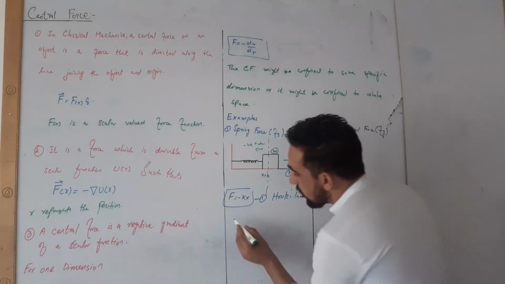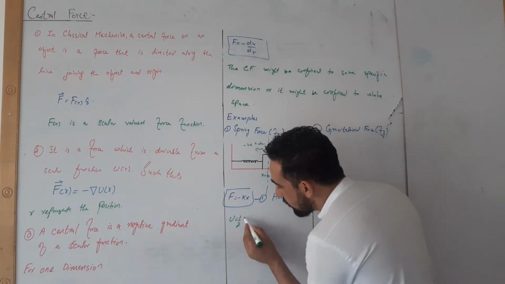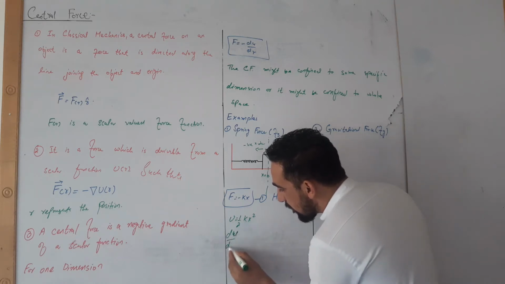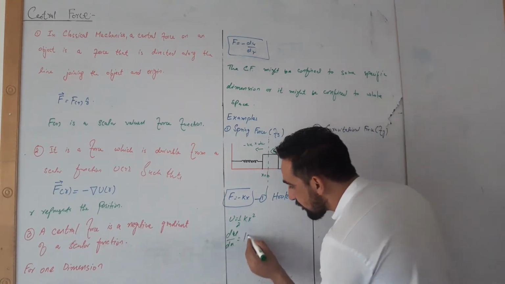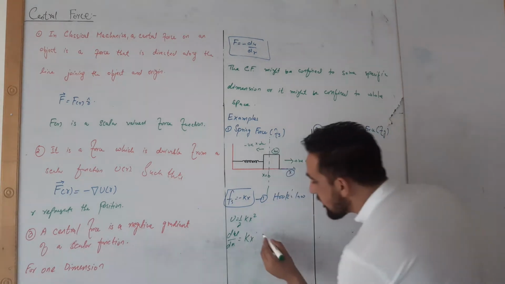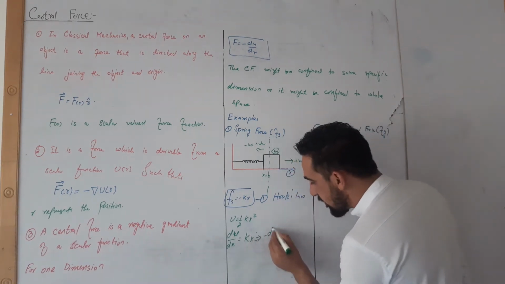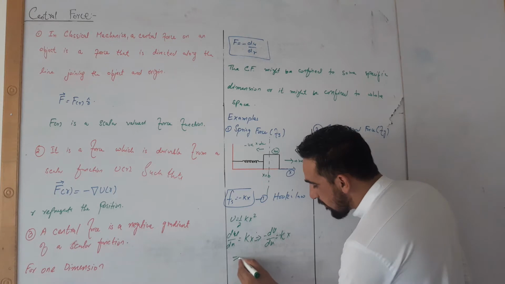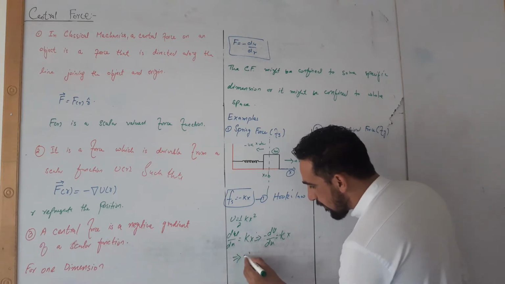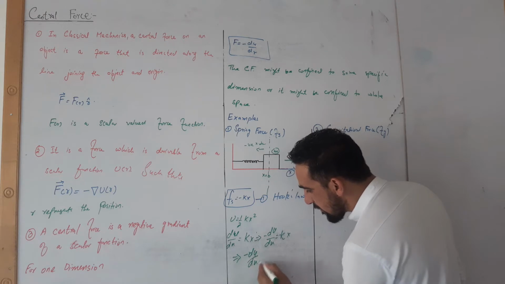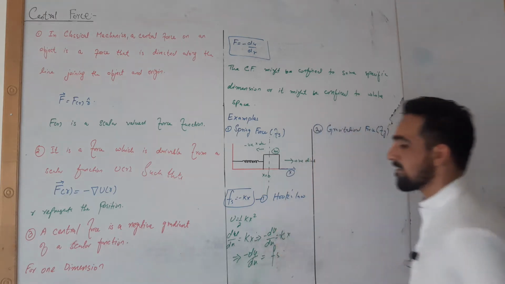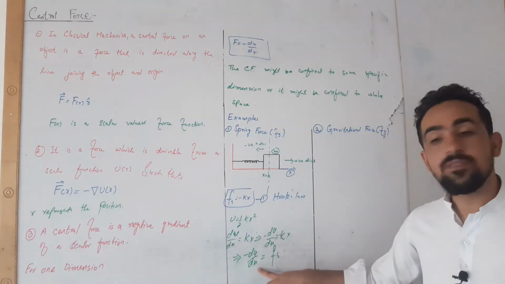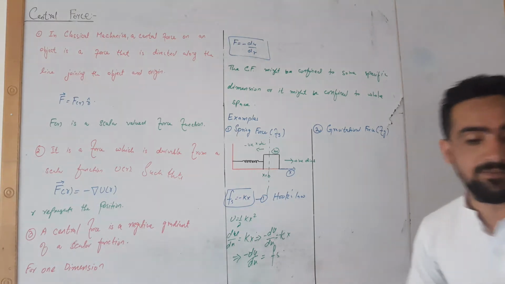The potential energy stored in mass m is given by 1 by 2 k x square. So du by dx is equal to kx. This implies that minus du by dx is equal to minus kx, which implies that minus du by dx is equal to Fs. That is, we have derived the spring force from a scalar potential u.